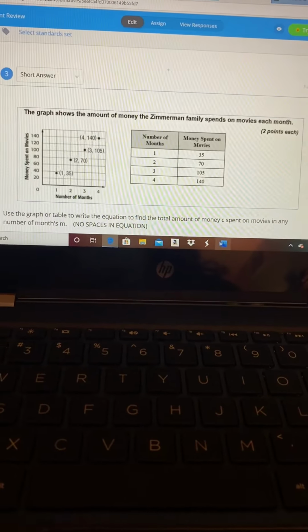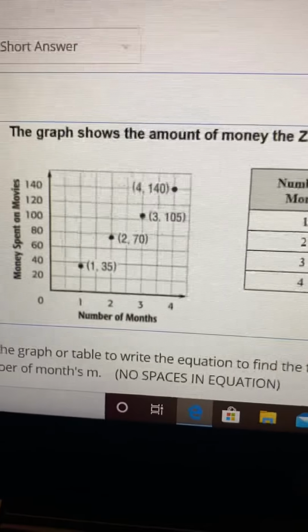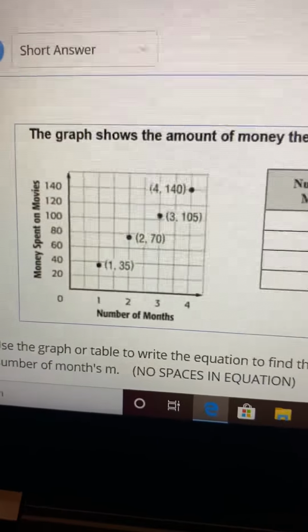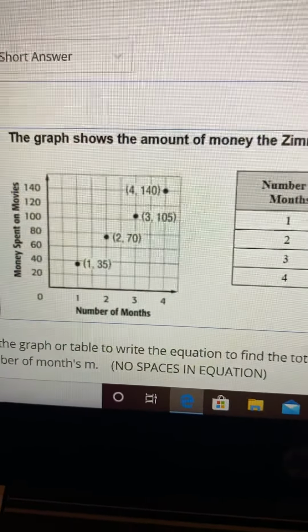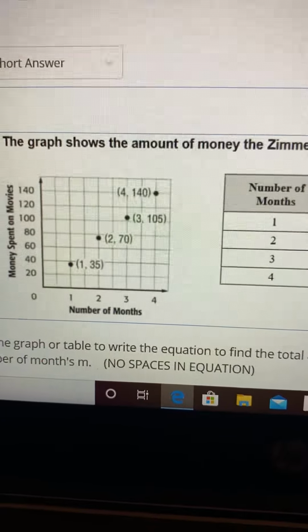So to find our slope, I'm actually going to use this graph first, and we're going to pick 2 points. So I'm going to pick points 135 and 270. So I wrote that down over here. And we're going to use our equation to find our slope. So that's y2 minus y1 over x2 minus x1. So my y2 is this 70 right here. My y1 is the 35. My x2 is 2. And my x1 is 1.